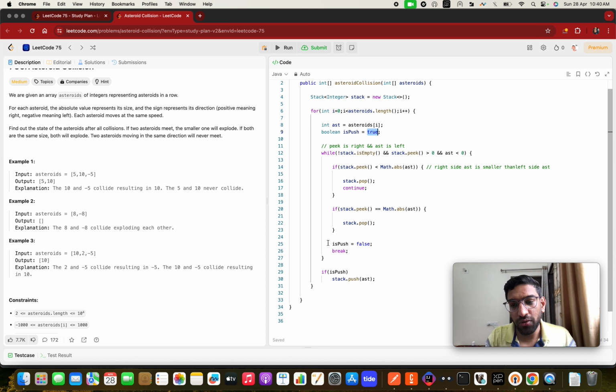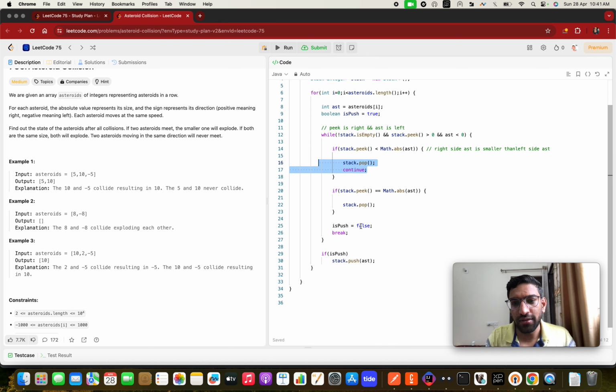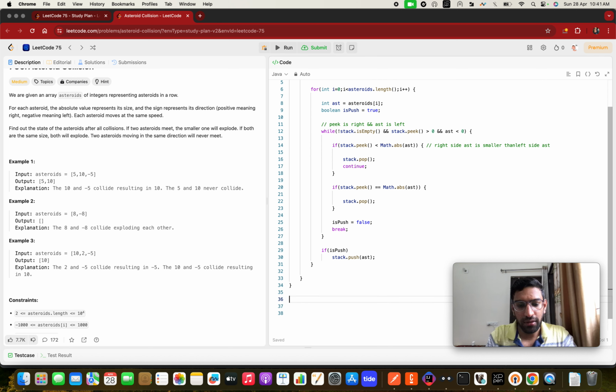But it becomes false when both the asteroid sizes are equal, or we are skipping the loop if the right side asteroid is smaller than the left side asteroid. This is for a condition like this. Suppose one asteroid going to the right direction, then another, then another, then another, and there is a -7 coming from the left direction. So for this array, nothing will survive. Only the -7 will survive, right?